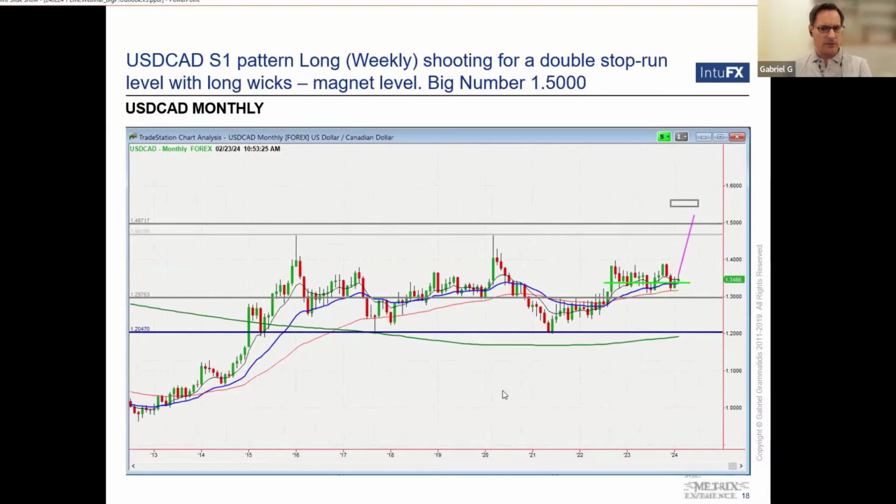Next one, US CAD. So the US dollar looks pretty strong here. This is an S1 pattern, and this is the stop run level. I just want to show you what is the stop run level. Stop run levels are exposed levels like this, big wicks. Highs with big wicks. These are perfect stop run levels. And here we've even got a double stop run level. That's even better.